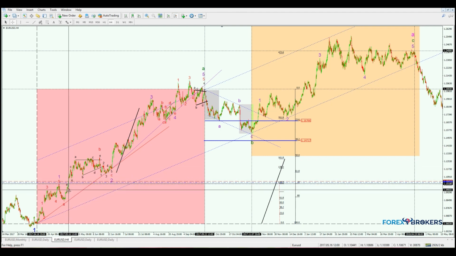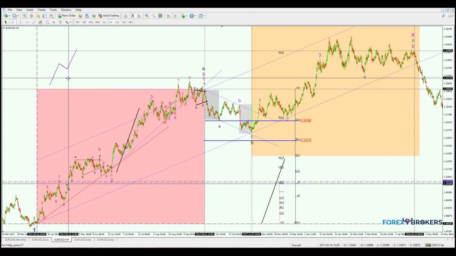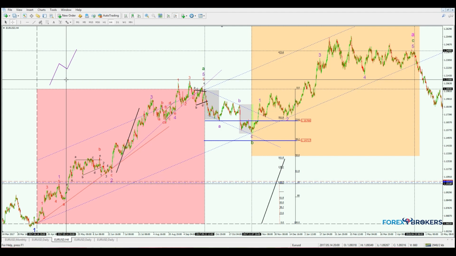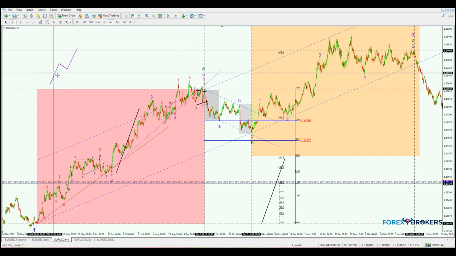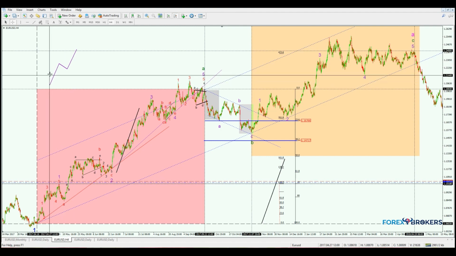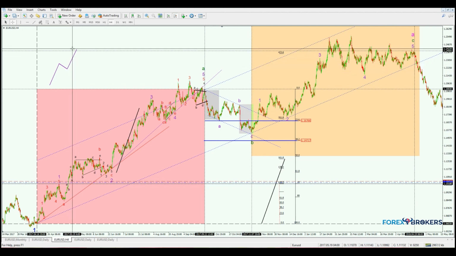We see that the B wave retraces less than 61.8, which makes it a zigzag pattern. A zigzag pattern looks like this. A, B, C. The entire pattern is corrective, but because the B wave doesn't retrace more than 61.8 into the territory of the previous wave A, it means that this is a zigzag, and the first segment is impulsive, the second is corrective, and the third wave is impulsive.